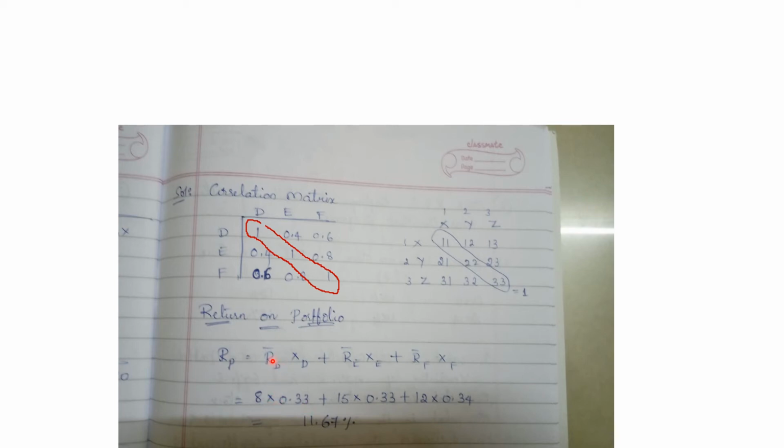So first investment value directly it is given, so you can take it as 8. Then second security E, the value is 15, so 15 into 0.33 plus 12 into 0.34, that comes to 11.67 percentage. So this is the return on portfolio.